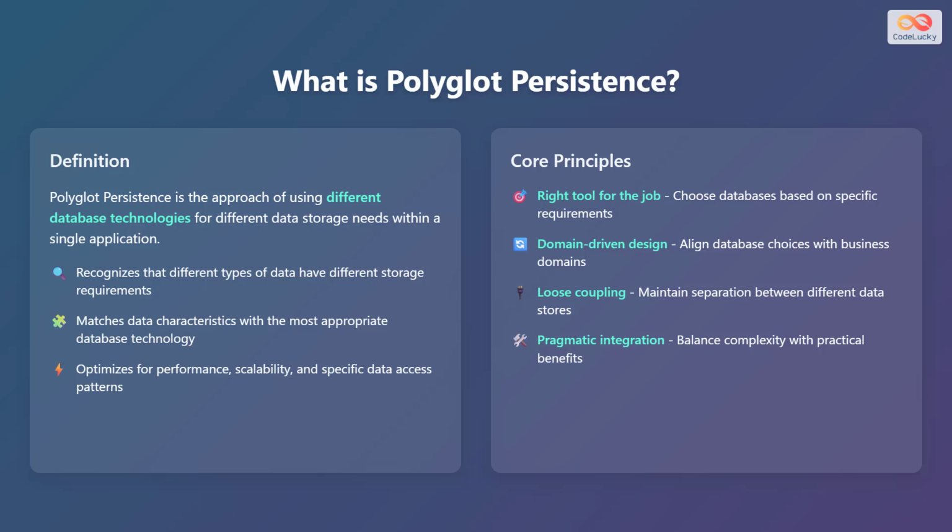The core principles are selecting the right tool for the job, choosing databases based on specific requirements, domain-driven design, which means aligning database choices with business domains, loose coupling to maintain separation between different data stores, and pragmatic integration to balance complexity with practical benefits.